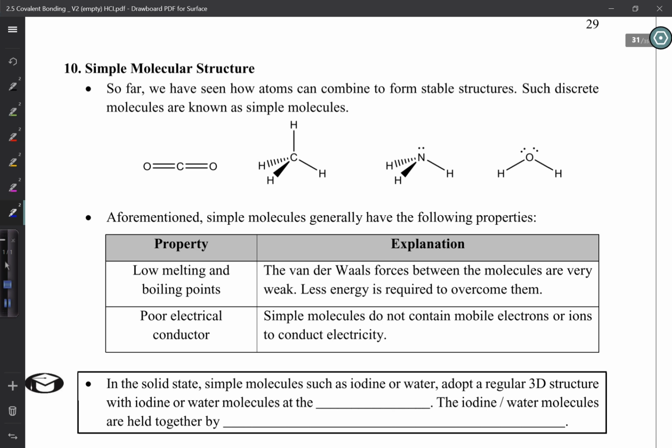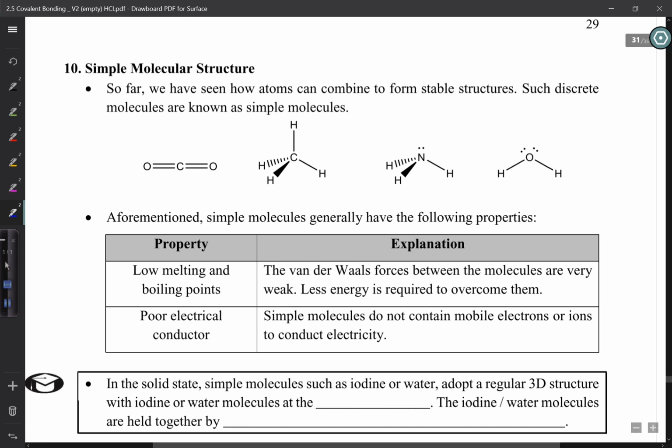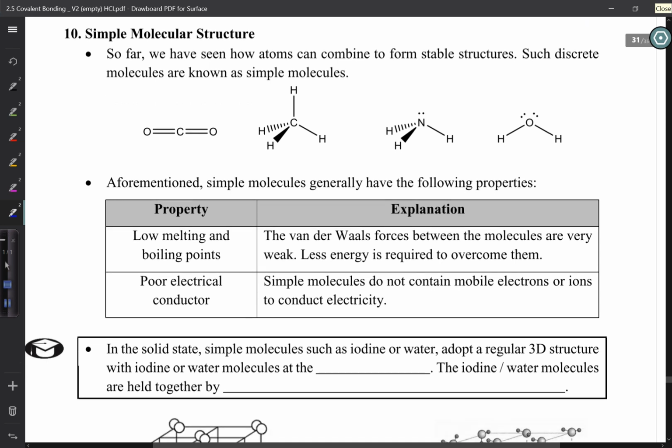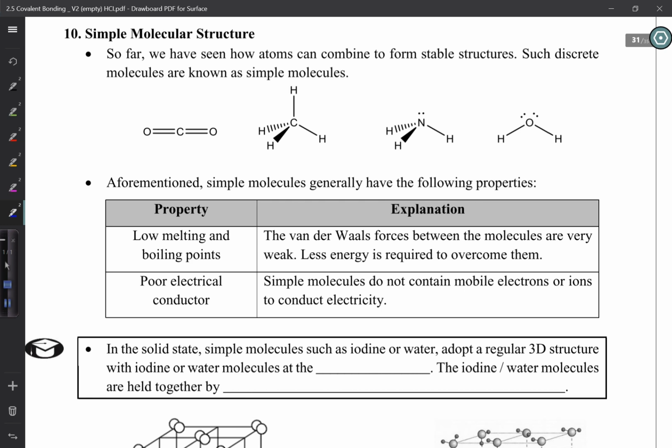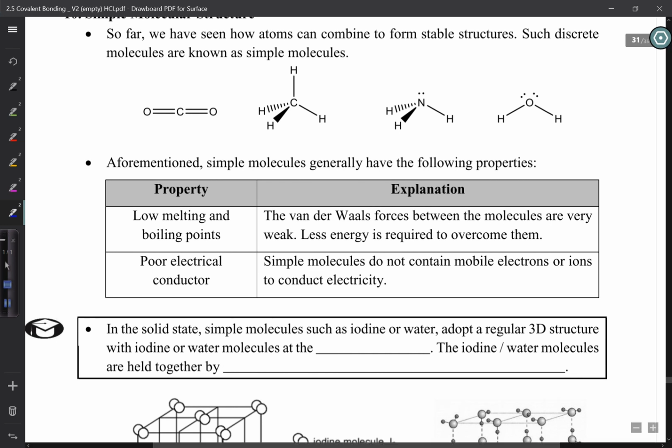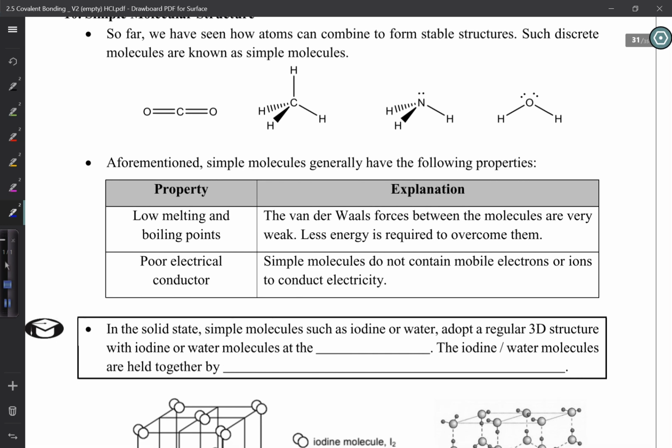So first let's talk about simple molecular structure. So far we can see how atoms can combine to form stable structures. Alright. For example, all the structures over here are known as simple molecules. Simple molecules usually have the following properties. First, low melting and boiling point. Second, poor electrical conductivity. They have low melting and boiling point because we have mentioned that van der Waals force is very weak, so it's very easily broken. As well as the hydrogen bonding, they are also relatively weak compared to ionic bonds and metallic bonds. They are also poor electrical conductors because they do not contain any mobile electrons or ions to conduct.